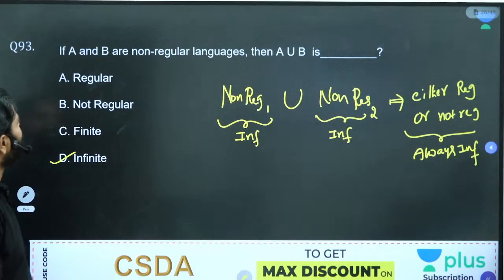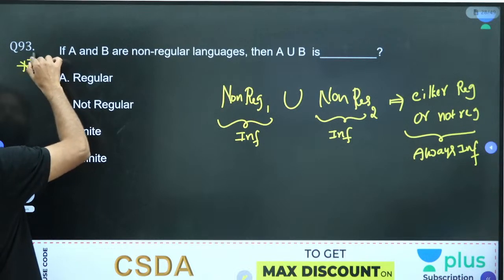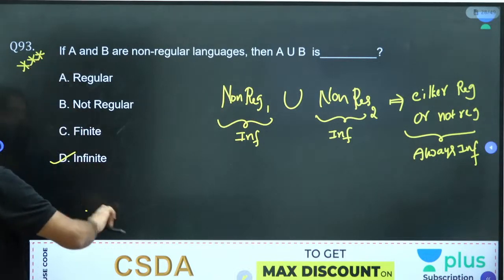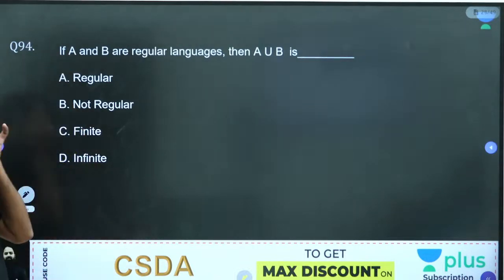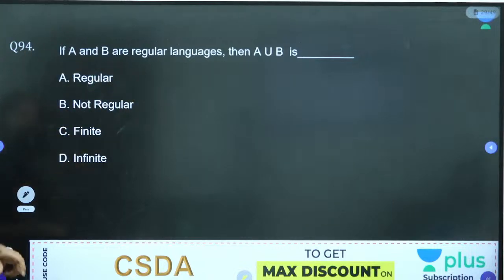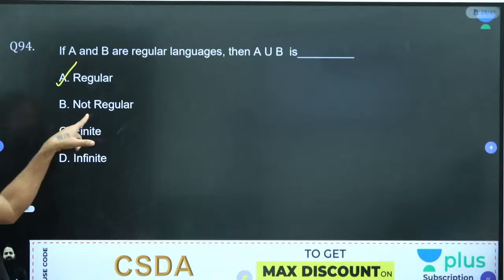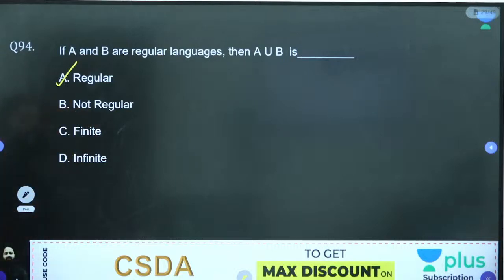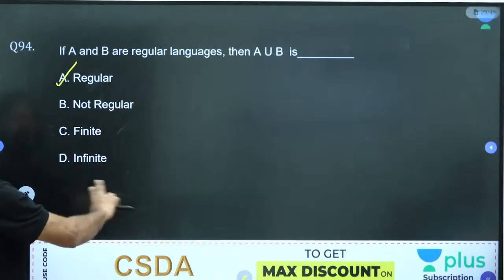This is a really different question. Just closure property now. We don't need much time for this. A and B are regular. Then what is A union B? We can guarantee regular. It is impossible to be not regular. We don't know finite or infinite. Anything is possible. I'm not giving you time.